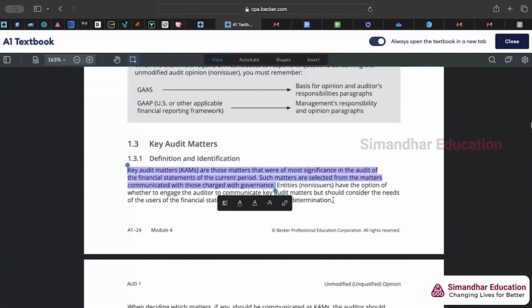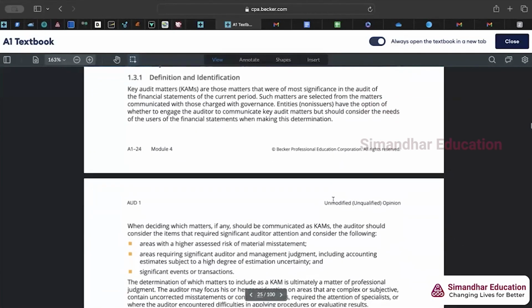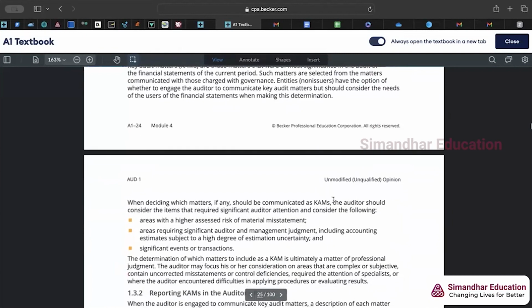Entities, in case of non-issuers, have an option of engaging the auditors. If they do not engage the auditors to communicate on this, you don't need to communicate. But in case of an issuer, it is mandatory. Now, what can be areas that are key audit matters?